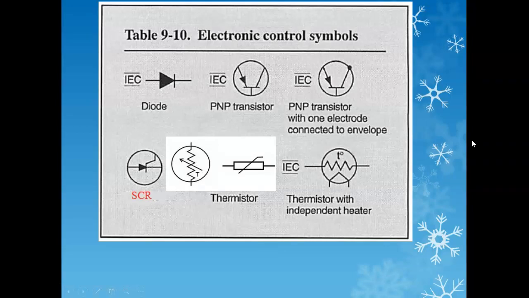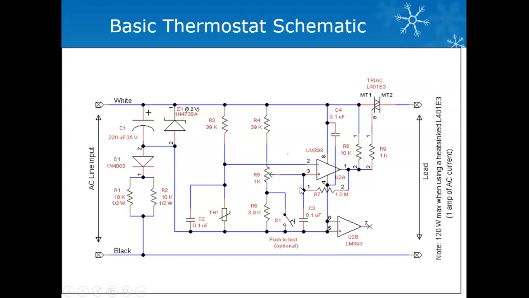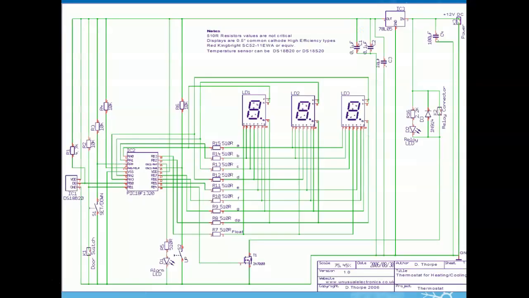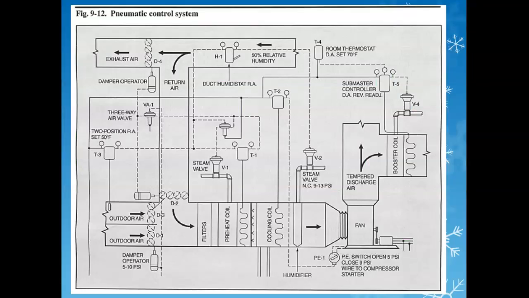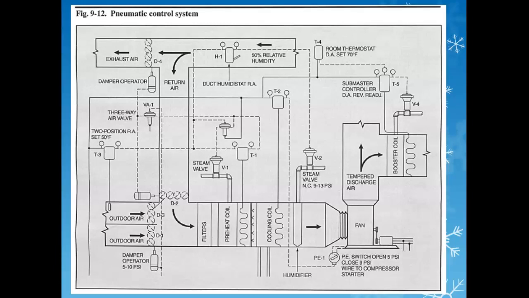So you've got electronic control systems, diodes, transistors. We've already kind of gone over a lot of these. This is a basic thermostat schematic. In other words, how the thermostat in your house is wired and set up. Pneumatic control subsystem setup. Y'all got any questions about any of this?